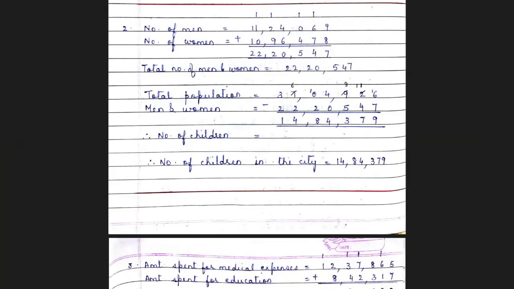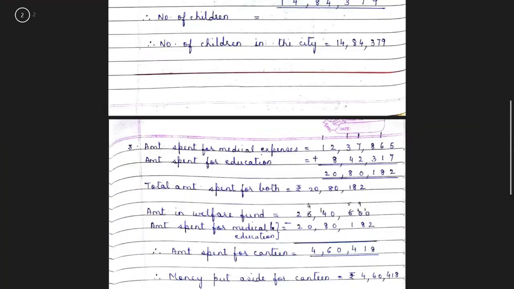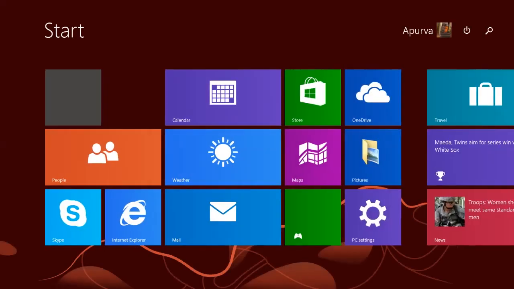So number of men 11 lakh 24,069, number of women 10 lakhs 96,478, add both, you get 22 lakhs 20,547. That's the total number of men and women. Now, what is the total population of that city? 37 lakhs 4,926. From here, you're going to subtract the number of men and women to get the number of children. So when you subtract, you get 14 lakhs 84,379. That's the number of children in the city. Okay. We go to question number 3.